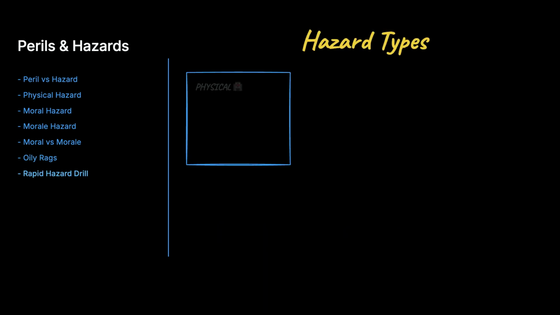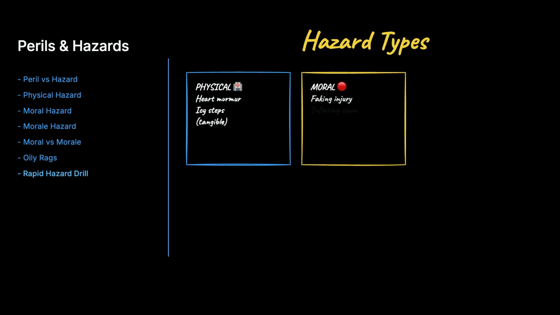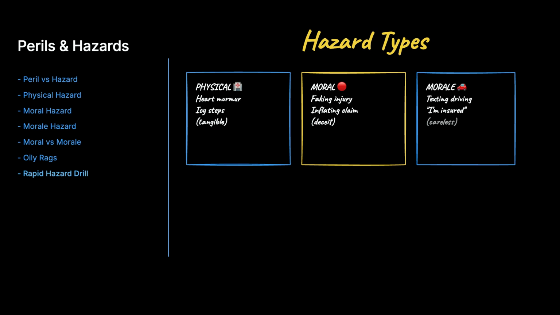Let me drill the hazards quickly because speed matters. A diagnosed heart murmur, physical. Faking an injury to collect, moral, it is deliberate. Texting while driving because you are insured, morale, pure carelessness. Icy front steps, physical again. Inflating a claim, moral once more. Tangible condition is physical. Deliberate deceit is moral.